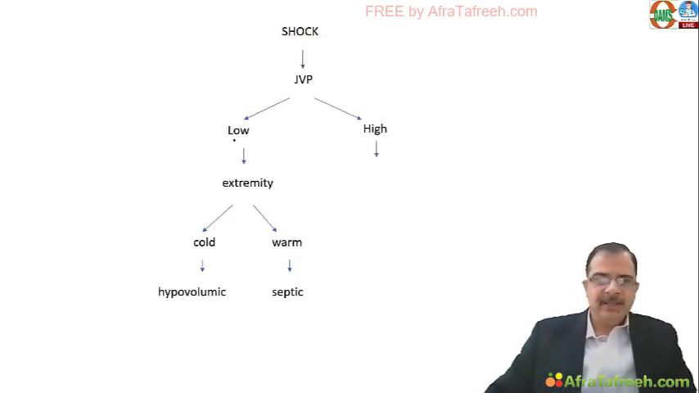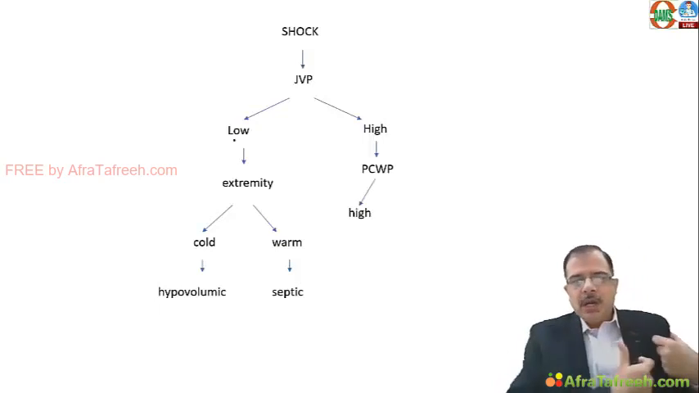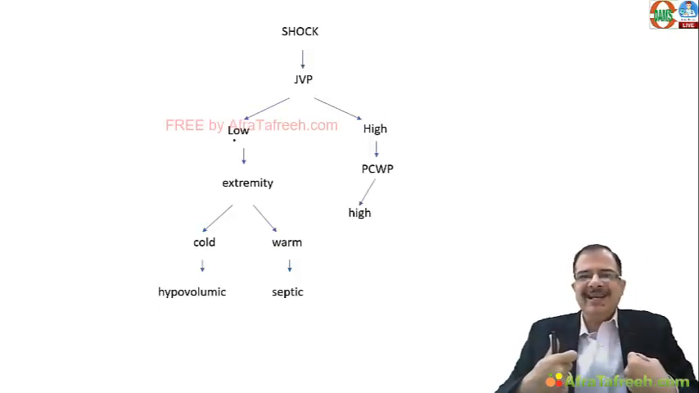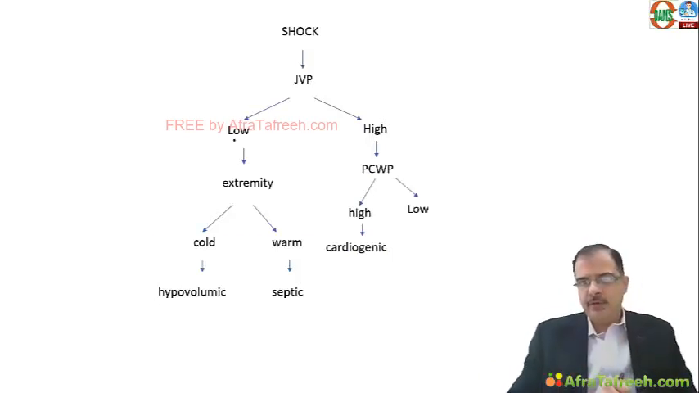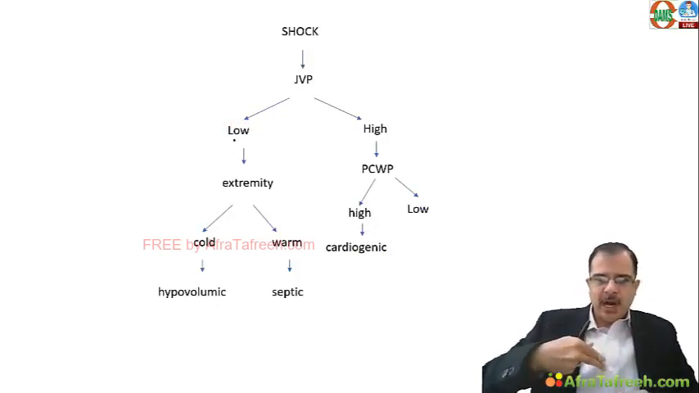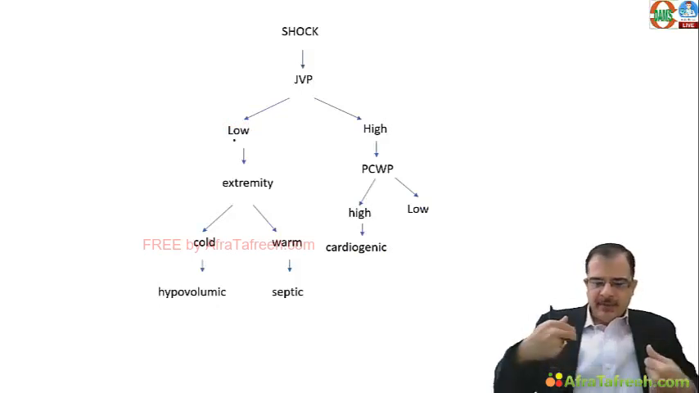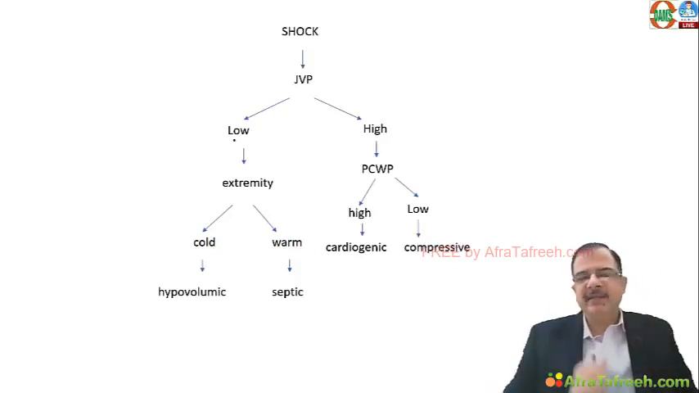While if JVP is high, look at the pulmonary capillary wedge pressure. If it is high, it is a case of cardiogenic shock. Cardiogenic shock increases the pulmonary capillary wedge pressure. While if the pulmonary capillary wedge pressure is low, that means less blood is going into the heart because of compression. If less blood is going into the heart, obviously the pulmonary capillary wedge pressure will become low. So this is a compressive shock.